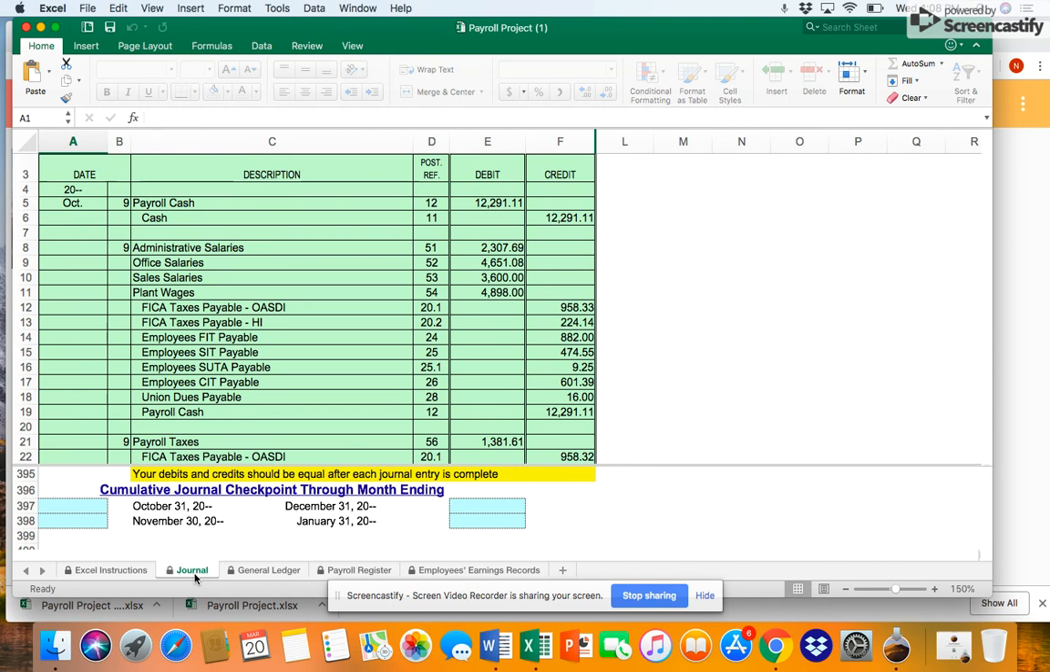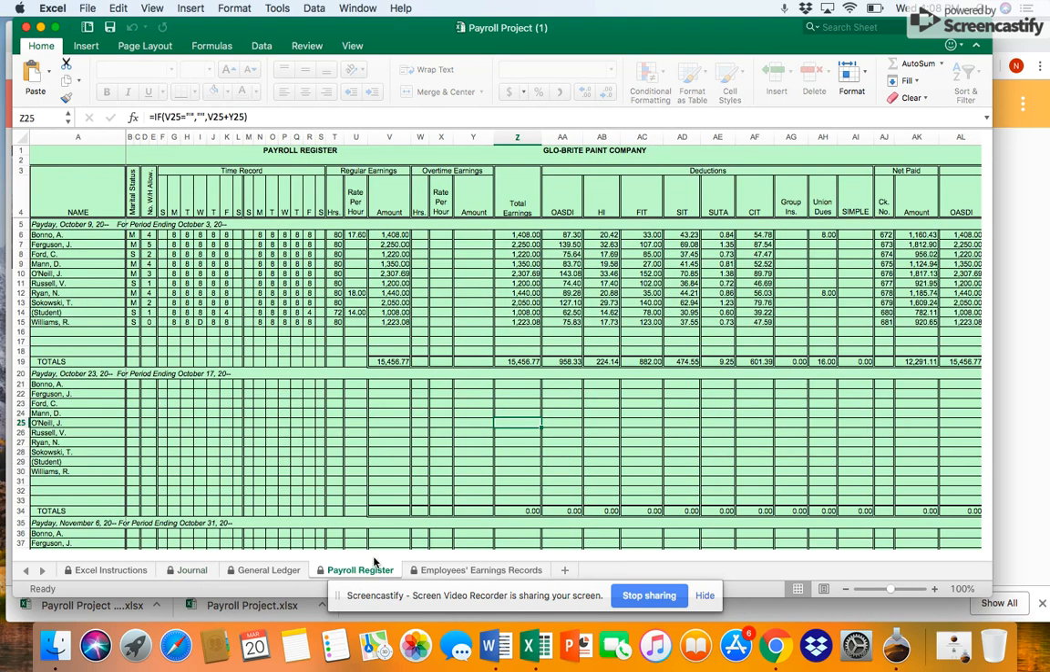Turn to the start of the Payroll Project in your book. We're going to work through the October 9th transaction. You're going to see it all on here. Refer to the Payroll Register tab in the spreadsheet. The first two columns are marital status and the number of withholding allowances. You can find this information in your book in Figure 7-2. We are told that Bono is married and claims 4 withholding allowances.